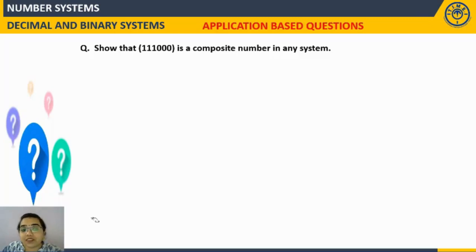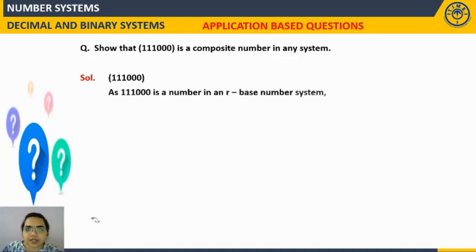Now it is not given to us in which base the system is. That is very important for us, right? We don't know if it is decimal, binary, octal, septenary. We really don't know in which system it is. But we need to prove that in whatever system it is a composite number. Okay, so for assumption, let us consider that it is an R-based system, R being some random base.